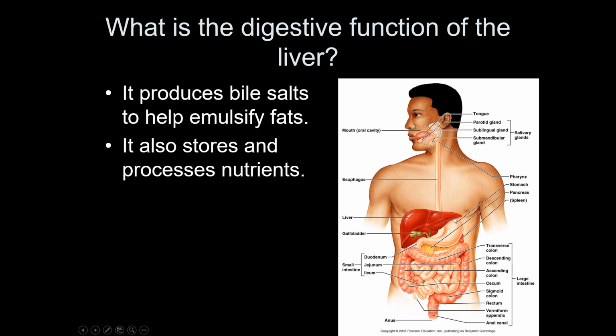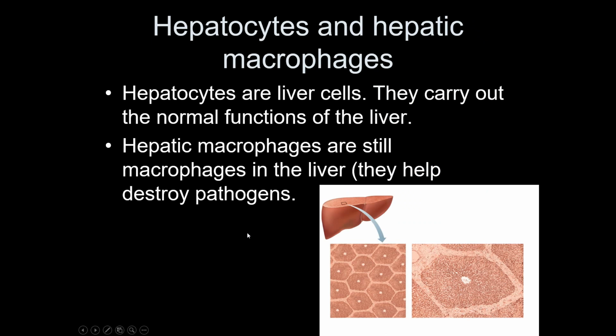So the liver does a lot of processing, and if you have an excess of nutrients, it can store a lot of those nutrients too. So it has other functions, but the question I'd ask you, what are the digestive functions? And so these are the big ones. Hepatocytes are just liver cells. Hepatic macrophages we had defined earlier.